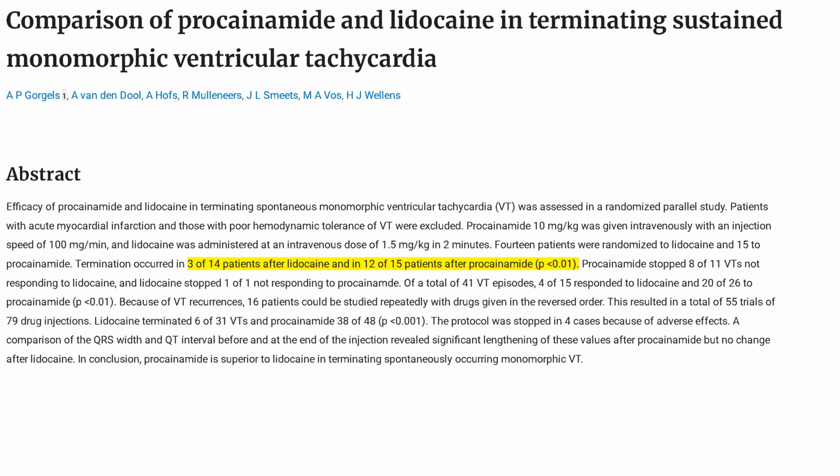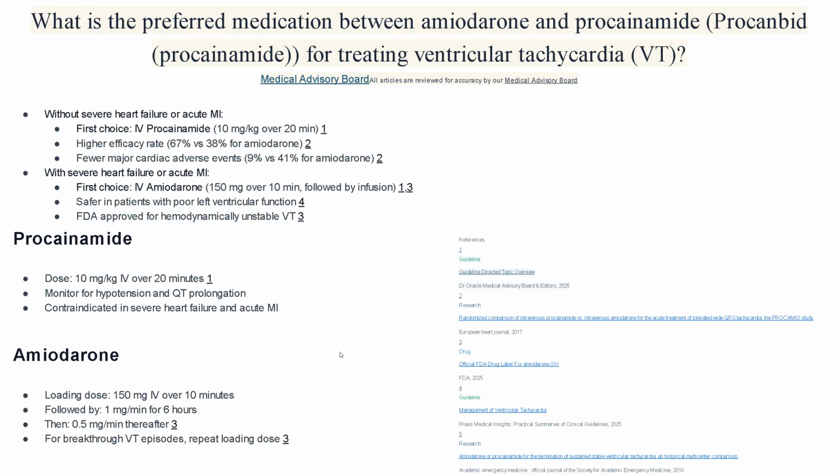Okay. What about lidocaine? The comparison of procainamide and lidocaine in sustained monomorphic ventricular tachycardia. Again, procainamide was found to be better. 12 of 15 patients on procainamide converted. Only 3 of 14 patients with lidocaine converted. Here's some more references I found. Without severe failure or MI, the first choice is procainamide. In the setting of acute MI, amiodarone is better. So that's the thing: if your arrhythmia is from an acute MI, that's the one time amiodarone is better.